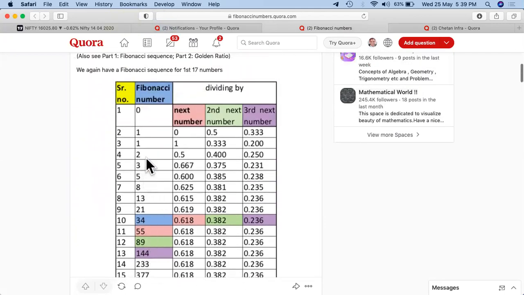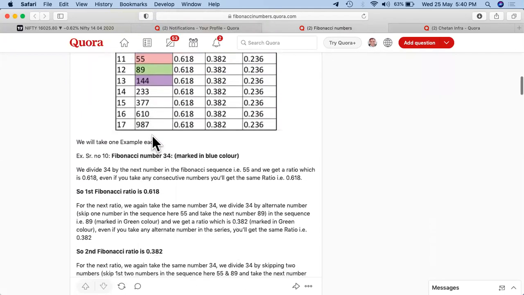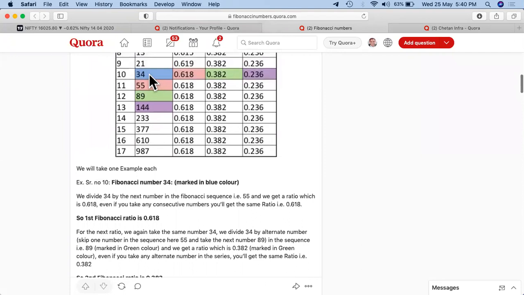So what we do is we divide. Let's go one by one, right? So we take an example, let's say this is number 34. We divide this 34 by the next number, which is 55. So we divide 34 by the next number in the Fibonacci sequence, that is 55, and we get a ratio which is 0.618. This ratio has been marked over here. If you take any number, 34 by 55 or 55 by 89 or 89 by 144 or 144 by 233, you'll get the same ratio which is 0.618.